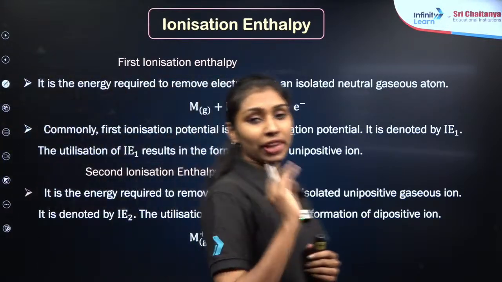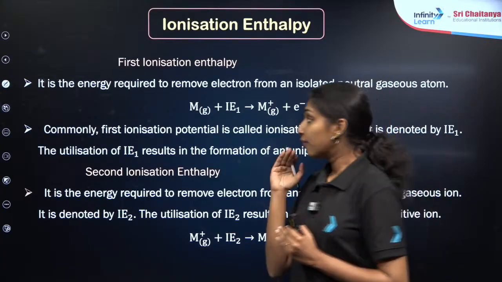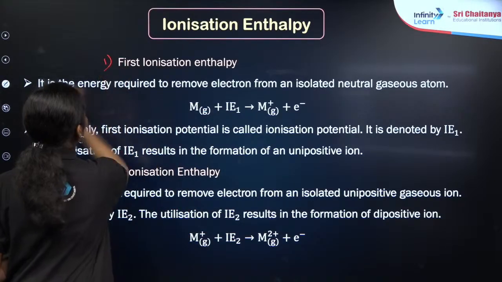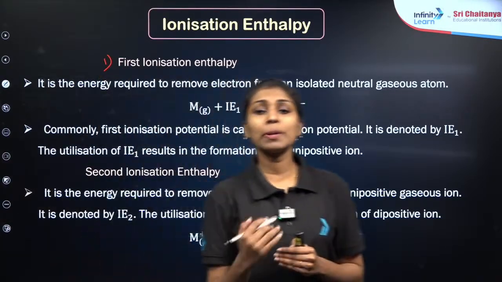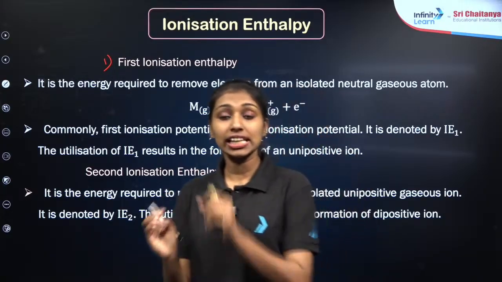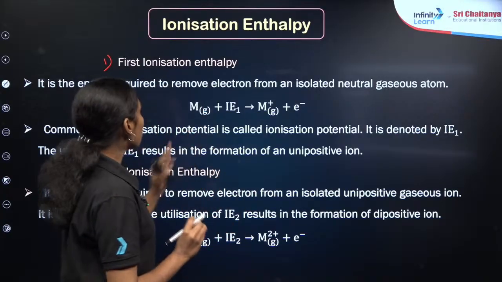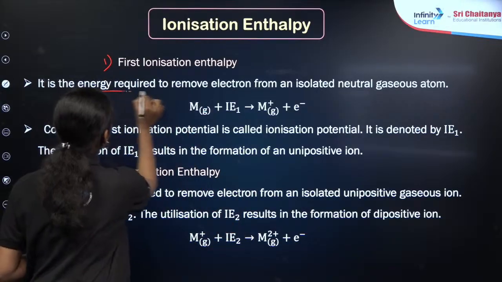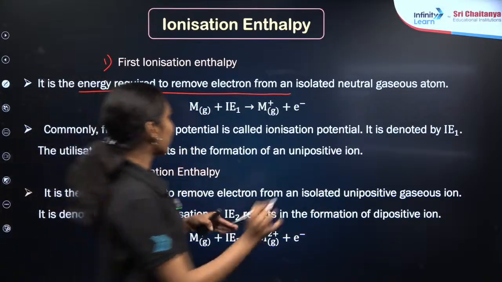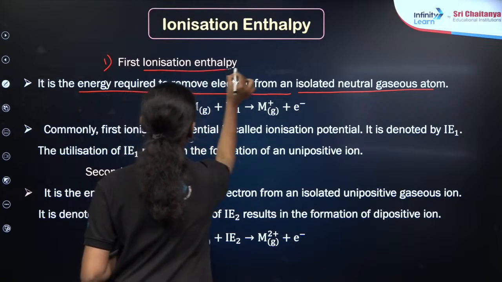Now, let us move to the classification of this ionization energy, or it is again known as the ionization potential. Depending upon the energy, it is classified into two types. First one is first ionization enthalpy. What do you mean by the first ionization enthalpy? It is the energy required to remove the most loosely bound electron from the neutral gaseous atom, or simply we can say that it is the same as the ionization enthalpy.